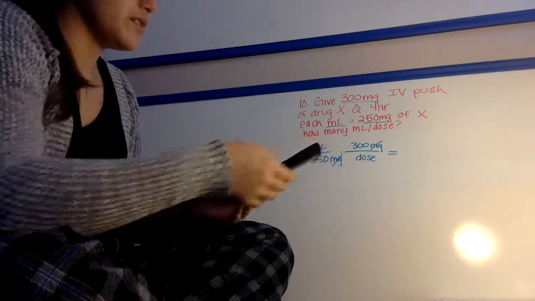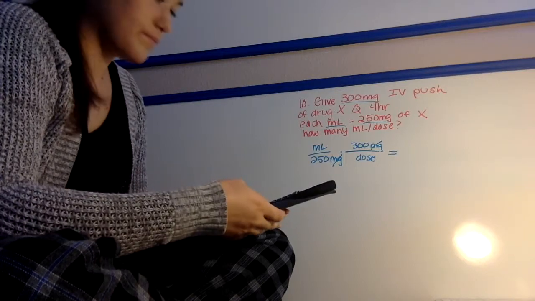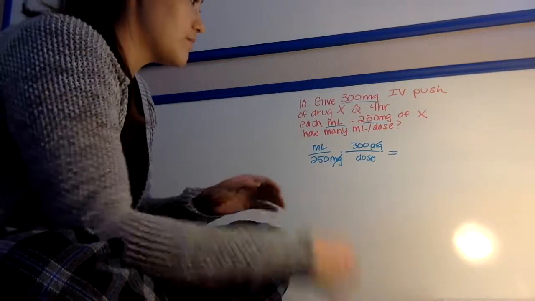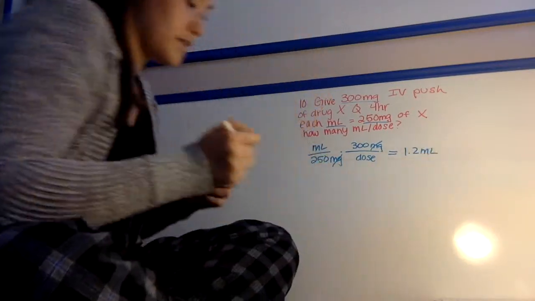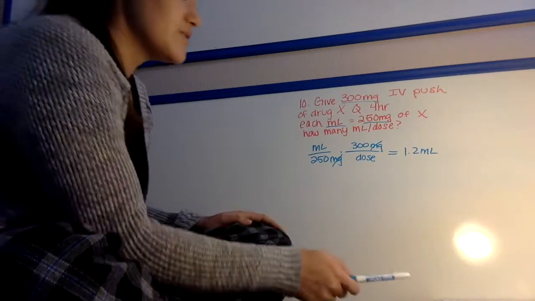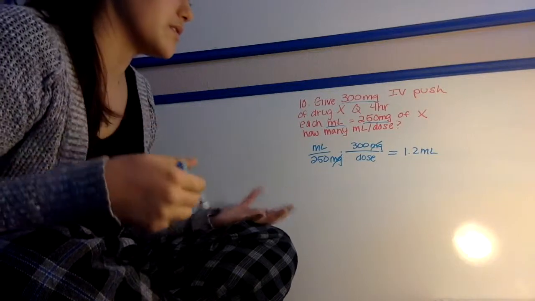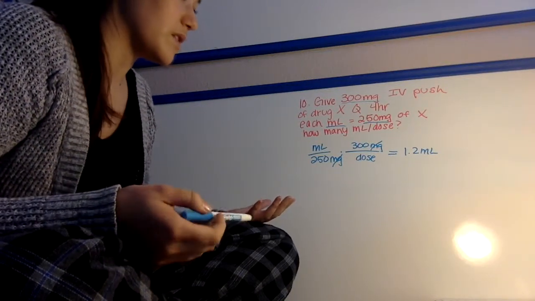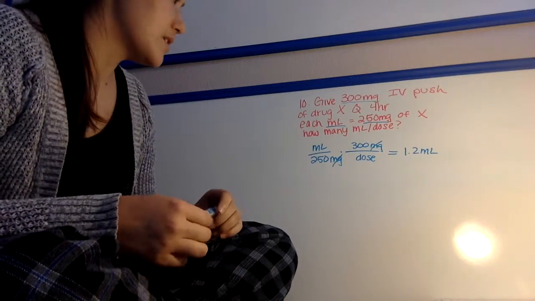So 300 divided by 250 is 1.2 milliliters. See? It's not as scary as it sounds. The scariest part of the situation is the reconstituting with 1.8 milliliters of sterile water, so don't even sweat that. It's not a big deal.